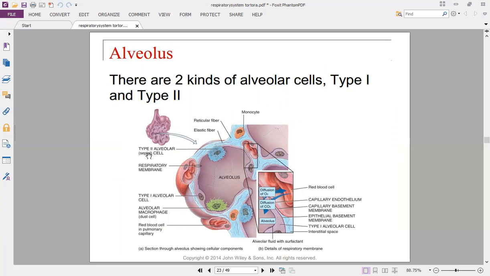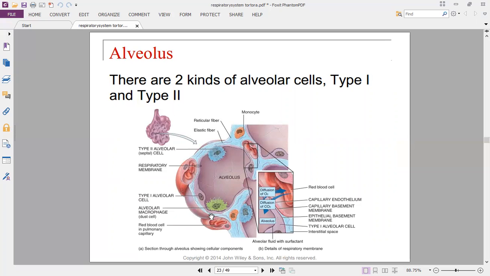The type 2 alveolar cells are called septal cells. So these are the septal cells. This is all single cell lining. Then type 1 cells are also shown to you here. These are the type 1 cells. Alveolar macrophages are also shown. These are the ones that will phagocytize any pathogen or any dust particles that come here.